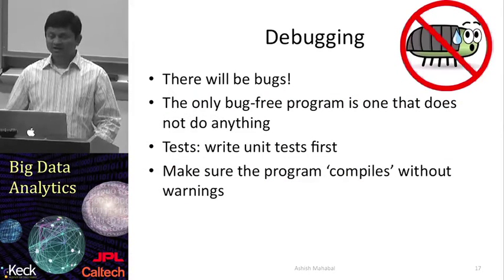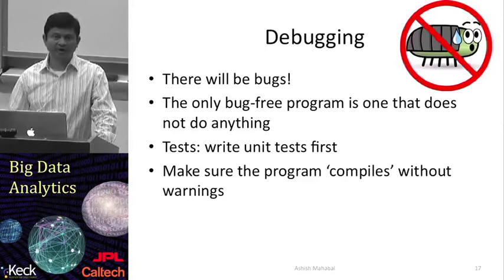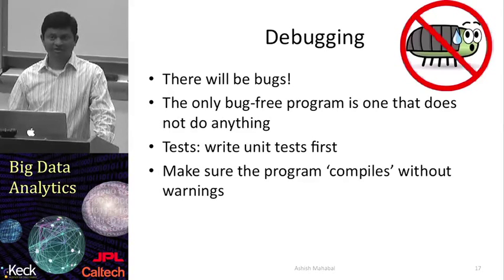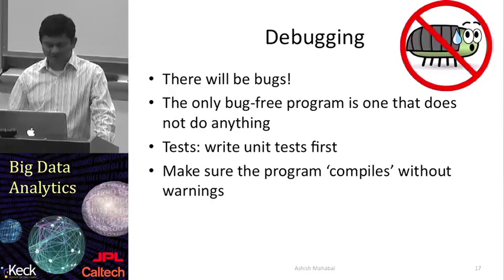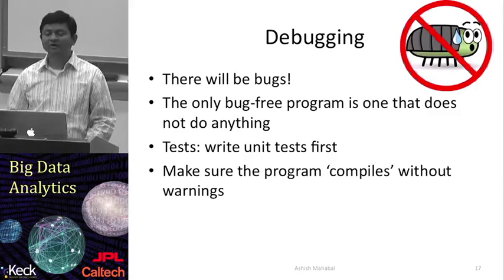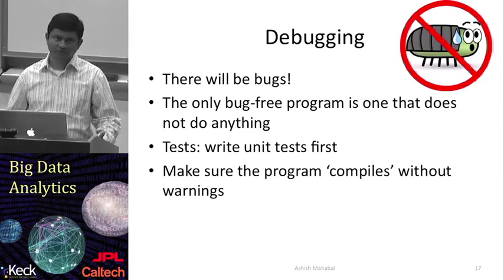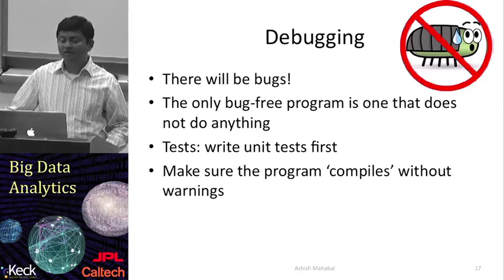Then coming to debugging, it's of course one important thing to do, because you don't want your code to have bugs, and you should remember that there will be bugs. And the only bug-free program is one that doesn't do anything. So you better make sure that you try to do as best debugging as possible. And again, tests, which have been talked about before, come to your aid. Write lots and lots of unit tests to look at each functionality of your program, so that all of those cases are caught early. And make sure that the programs compile without warnings.